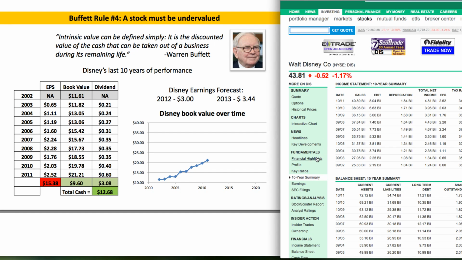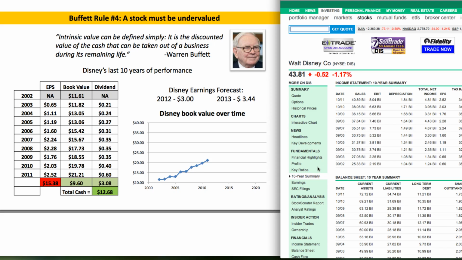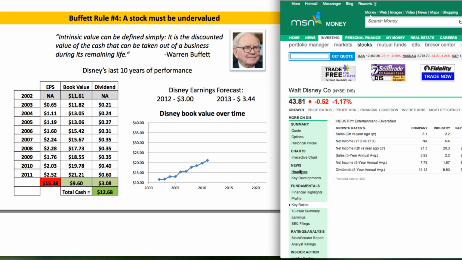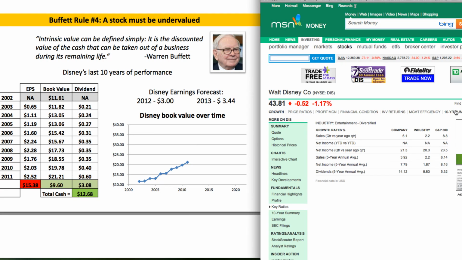So the next thing we're going to look at is the change in the book value. So how you would find that is you come back over here to MSN Money, and you're going to click on the key ratios. Now I want you to remember, if you're joining us just at this lesson right now, we've already done a lot of research on Disney, looking at its debt, looking at its current ratio and things like that to determine that this is a company that we can go ahead and assess.